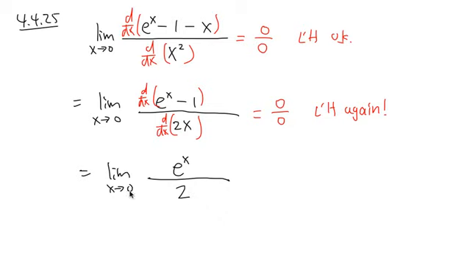And now, let me plug in 0 into x to see what we get. We will end up with e^0 over the bottom, which is just a 2. And e^0 is just 1, over the bottom, still 2. And when we end up with a nice number, this number will be the limit of the original limit.